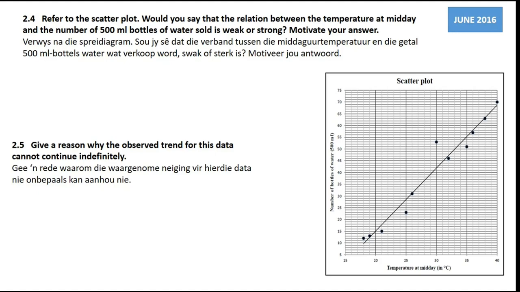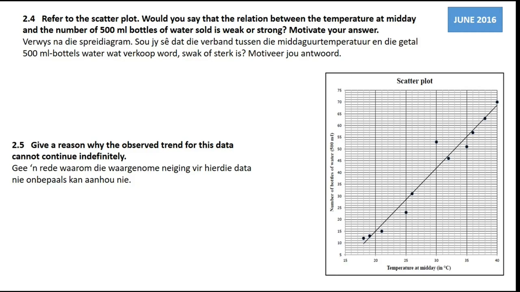Let's see what it says now. June 2016, still refer to the scatter plot. Would you say that the relationship between the temperature at midday and the number of bottles is weak or strong?